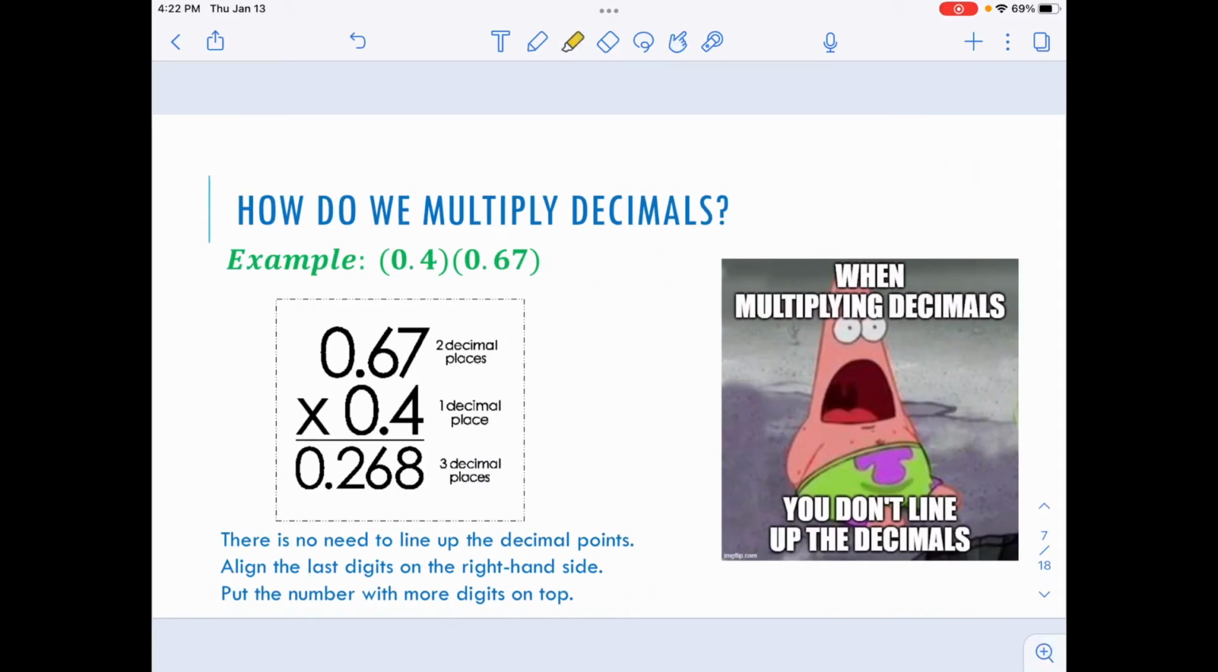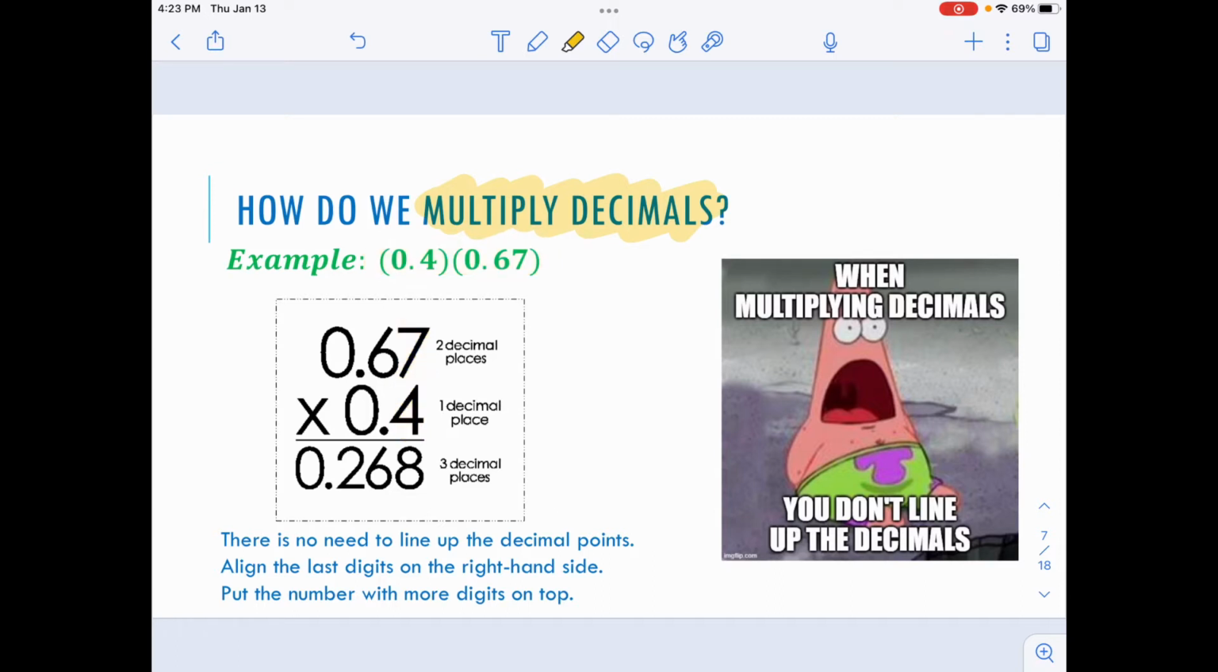The first thing I want to review is really how to multiply decimals. All right, and I have a fun little meme here, if you want to call it a meme or a GIF, I don't know what it's called. But when multiplying decimals, you don't line up the decimals, all right? Which some of us might find very surprising. But please keep in mind that when we multiply decimals, so for example, 4/10 times 67/100, notice that we are not lining up our decimal points. Instead, we are lining up our last place value, all right?